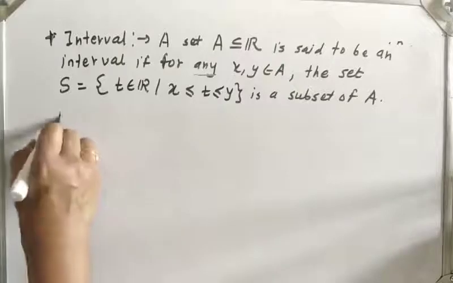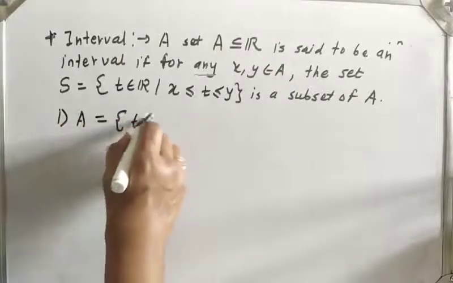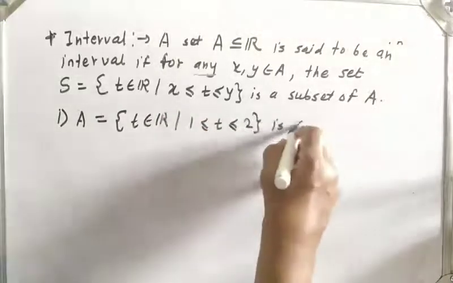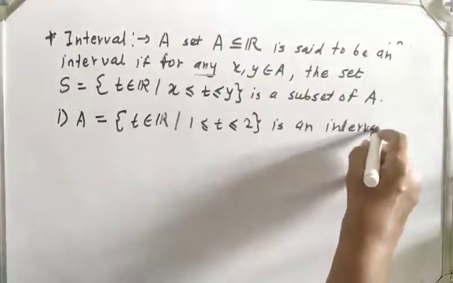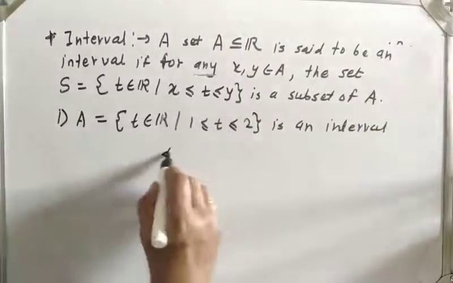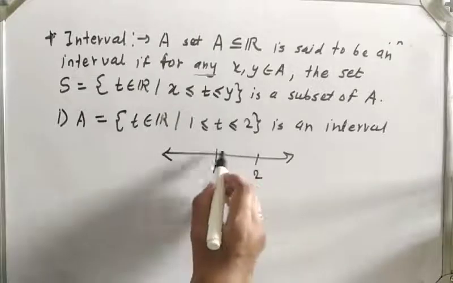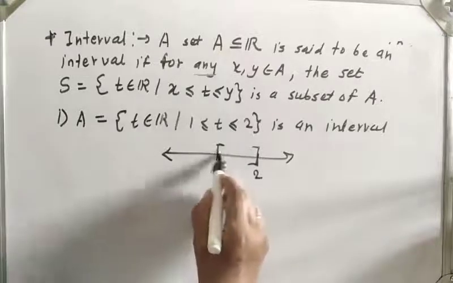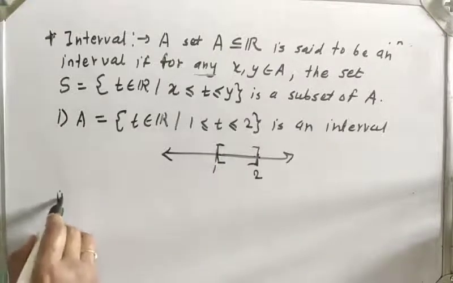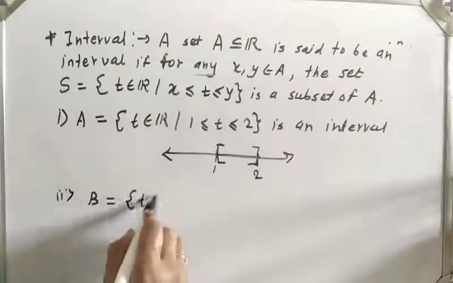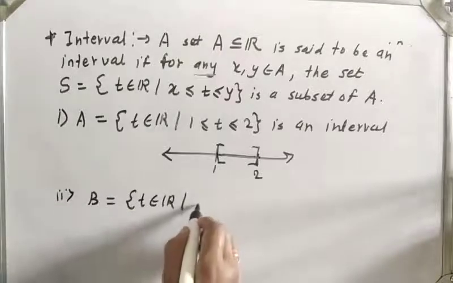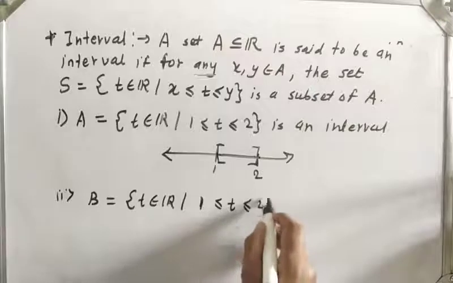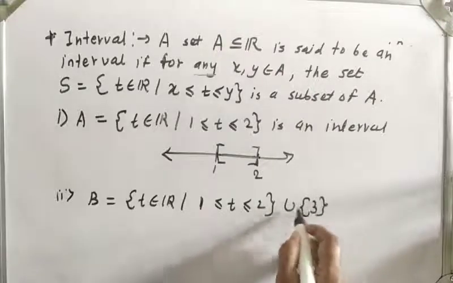Examples of interval: A is equal to the set of T belongs to R such that 1 less than or equal to T less than or equal to 2 is an interval. It is the interval 1 to 2. If this is 1, this is 2, it is a closed interval. Less than or equal means 1 and 2 are included. Second example, suppose B is equal to the set of T belongs to R such that T is less than or equal to 1, union 3. Can it be an interval?